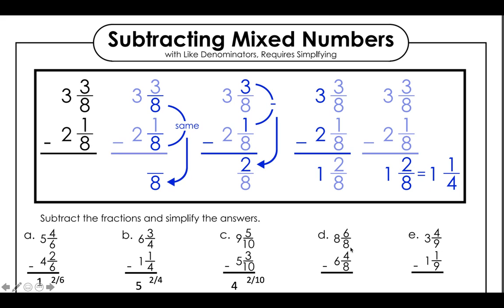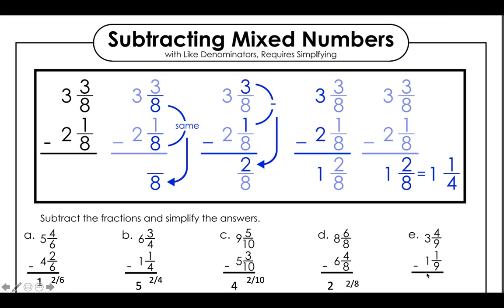8 6/8 minus 6 4/8. Again, we have 8 as our common denominator. 6 minus 4 is 2. So I have 2/8, and then I have 8 minus 6, which also gives me 2. So my answer is 2 2/8.